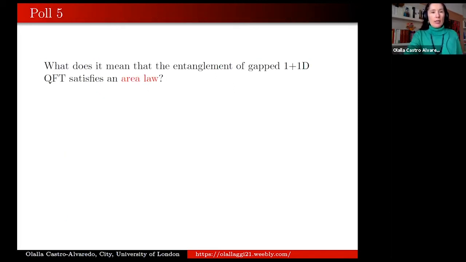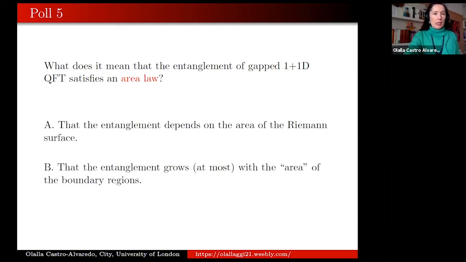This one is about something that people talk about a lot, the area law. This is something you probably heard about in some seminar, at least. So I wanted to ask you, what does it mean when people say the entanglement of gapped 1+1 dimensional QFT satisfies an area law? Gap means there's a finite correlation length, so it's the saturation result I just showed you. What does this mean in 1 dimension?